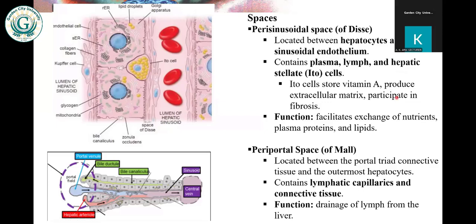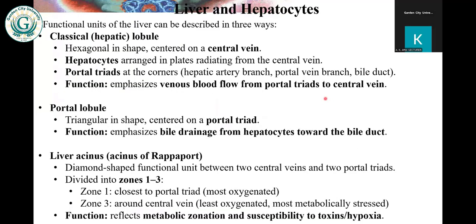So in the early sign of one of the problems in the liver, liver cirrhosis, in the early sign of liver damage, these cells will begin to produce collagen fibers, and that will mark the beginning of liver cirrhosis. So I'm not going to explain the other points.